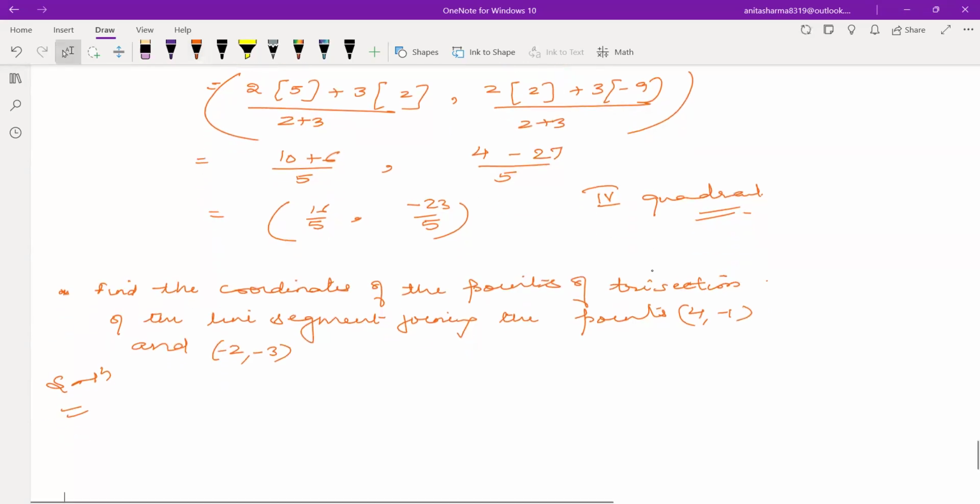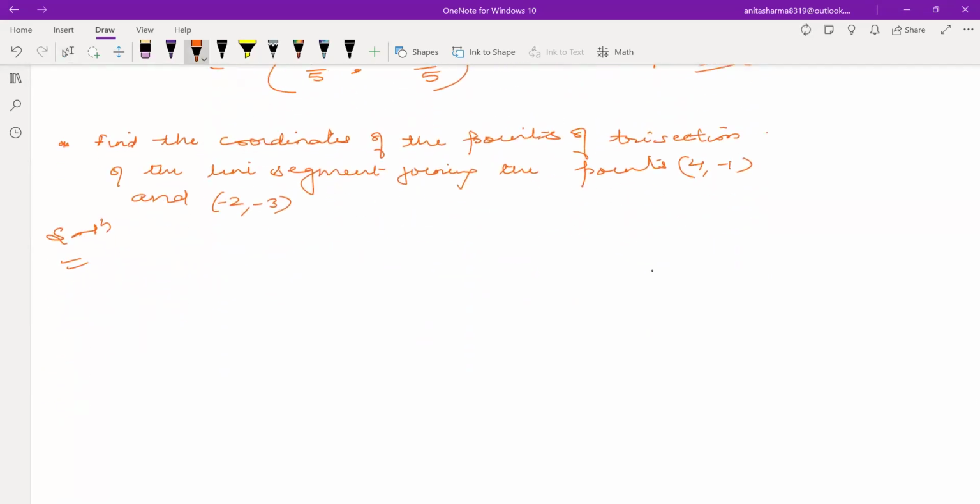So now I will give you a hint, the rest you will solve. See, the line joining this. So let this point be P and Q. P will be (4, -1) and Q will be (-2, -3). And they are saying trisection. It means it will divide into 3 equal parts. So let this part be 1, this part be 1 and this part be 1. So 3 are there, 1, 2, 3. So mark this point A and B. So you need to find the coordinates of both the points A and B.